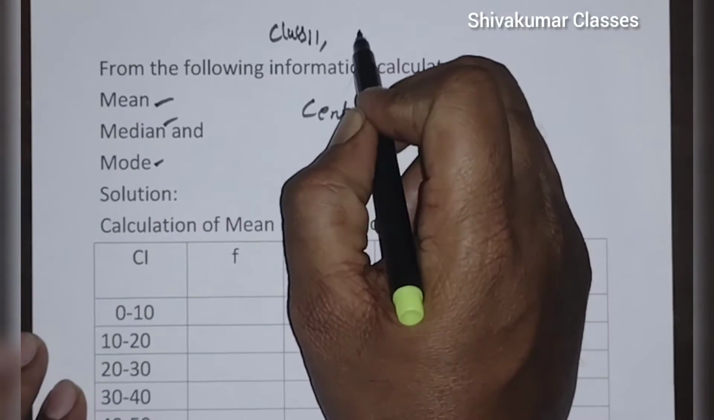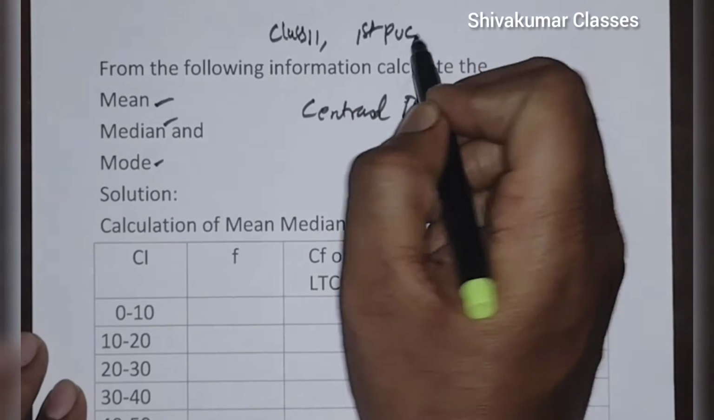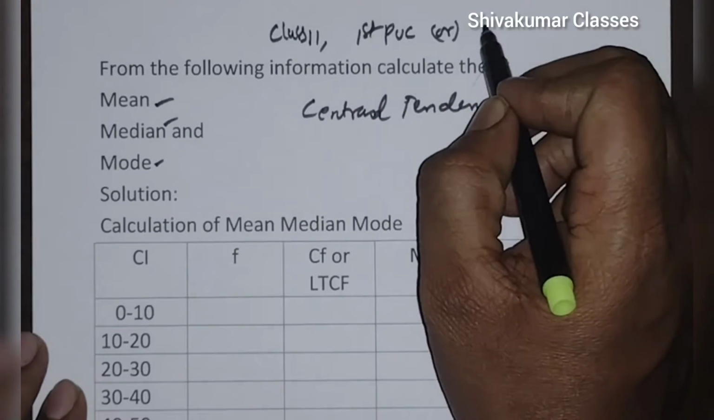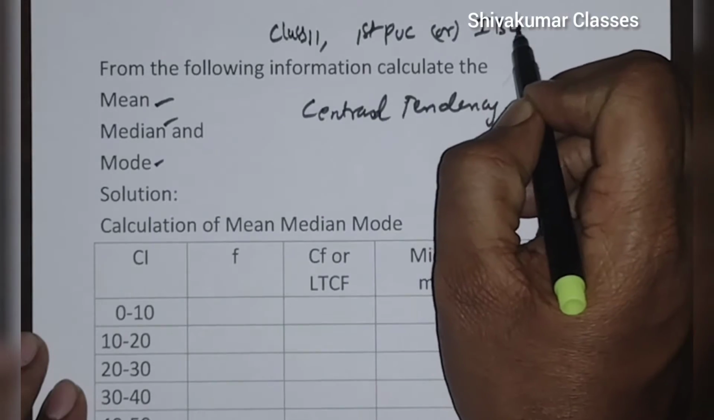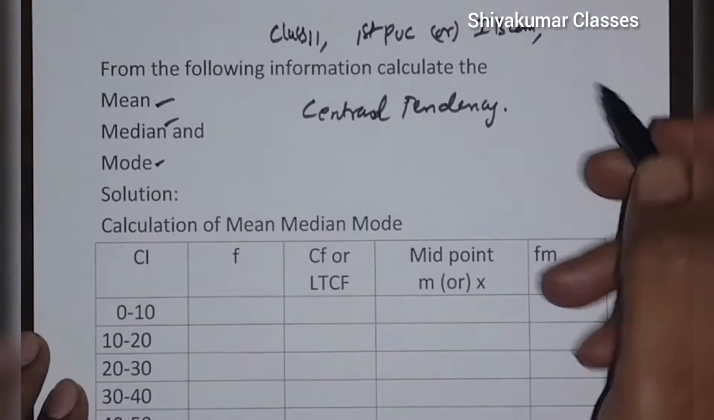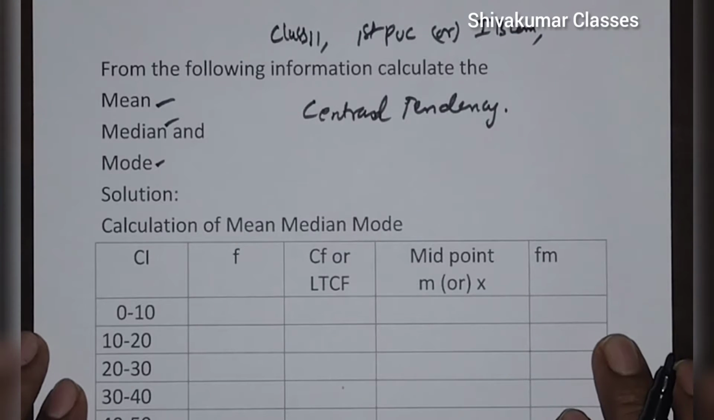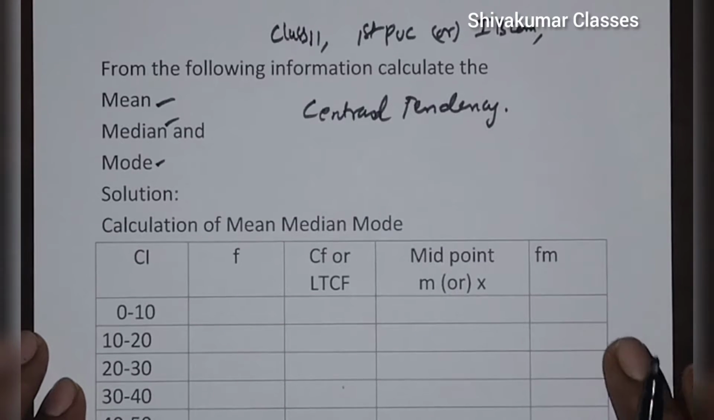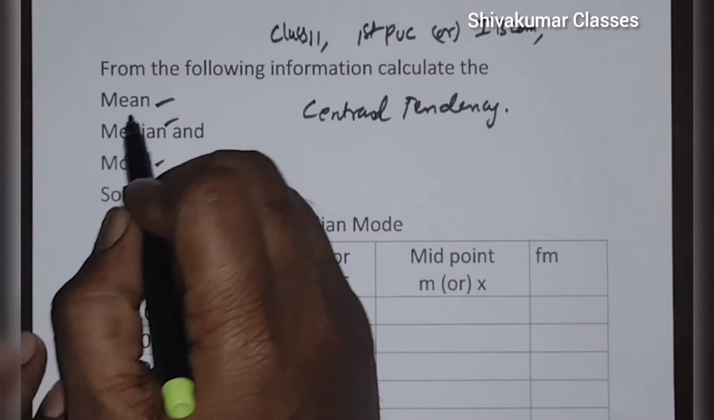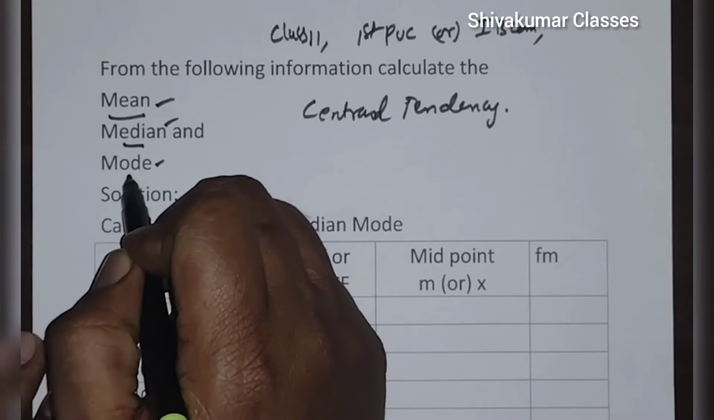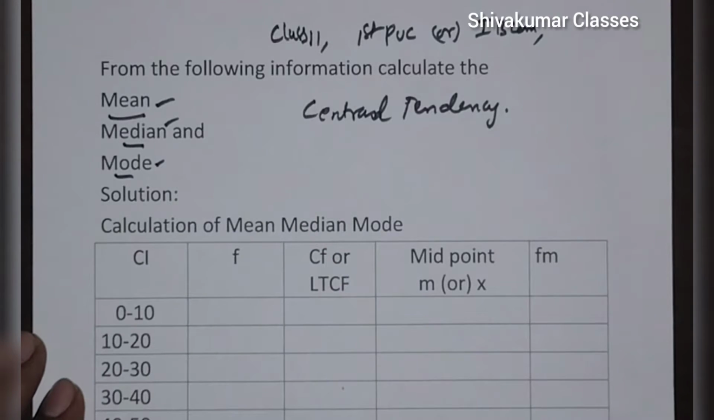and we call it first PUC, or even it is for the first BCom, BBA, BCA and n number of courses that deal with statistics, including class 11 economics, where this topic is also calculated. Now in this we are going to calculate mean, median and mode.